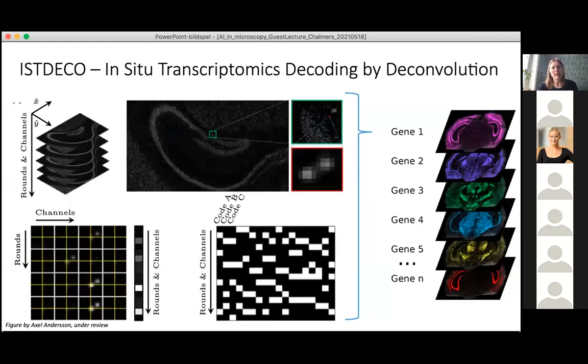And what you get out is that for each position in the tissue, you can see what genes are expressed. So here you can see different patterns. This is a slice from a mouse brain, and you can clearly see different patterns for the different genes. And then this can tell us what is actually happening in the tissue.